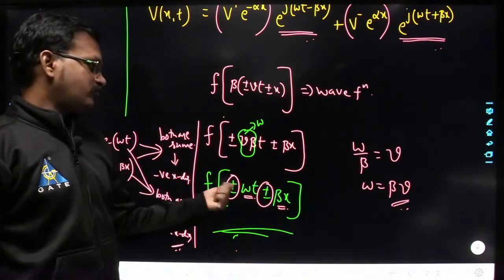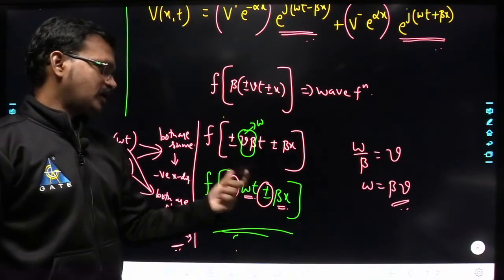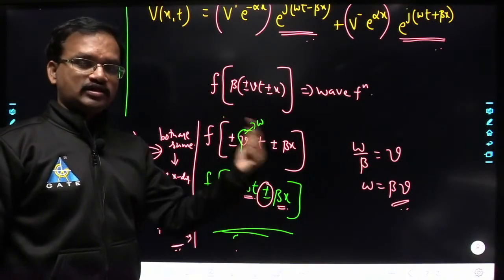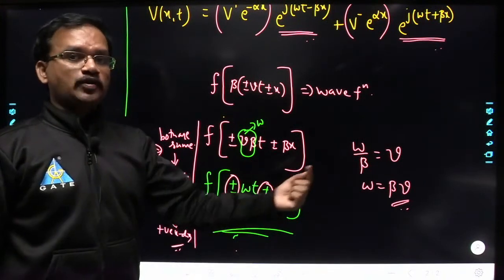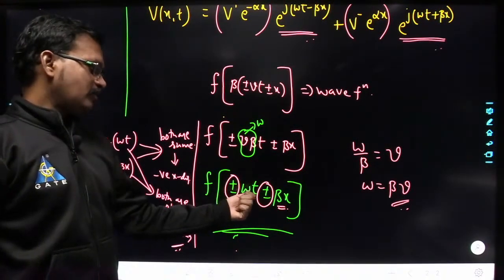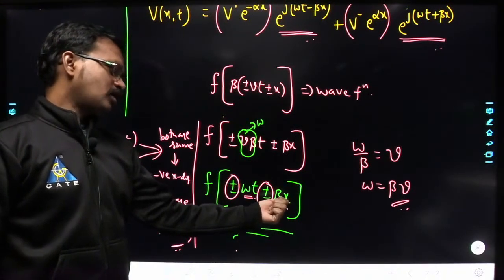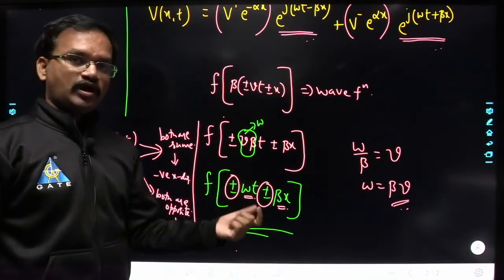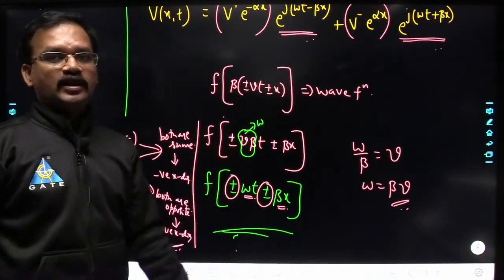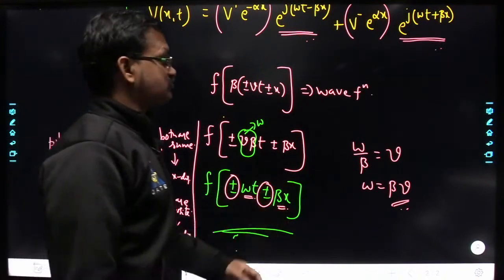So if the polarity before omega t and the polarity before beta x are of opposite polarity, then the wave is going to propagate in positive x direction. If they are of the same polarity, then the wave is going to propagate in negative x direction. So all these things we have seen here.